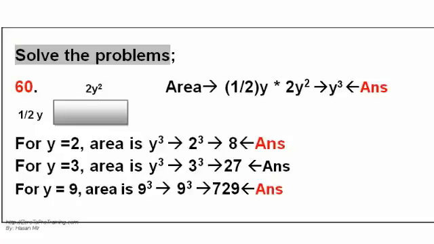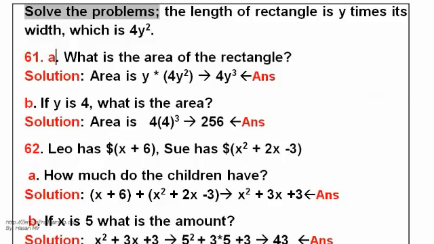Next slide. Exercises. Rectangle is y and 4y square. 61a. Area is 4y cube. 61b. For y equals 4, area is 256. 62a. Sum of Leo and Sue's earnings is x square plus 3x plus 3. 62b. For x equals 5, total is 43. Next slide.